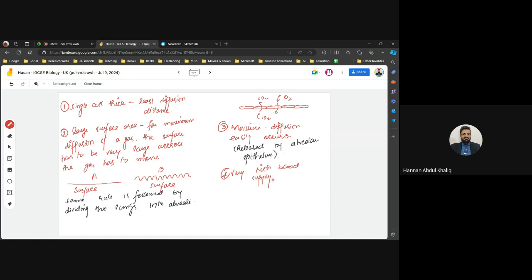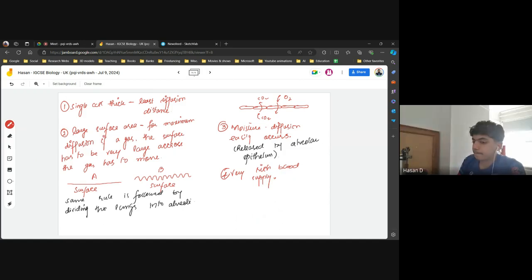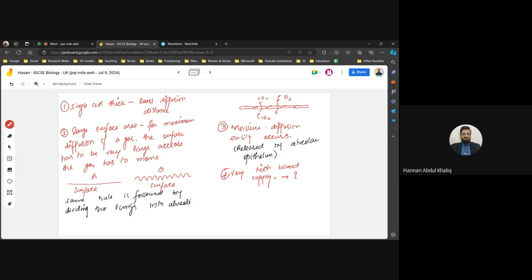We have been talking about the alveoli and the capillaries surrounding it, and the only purpose of capillaries surrounding the alveoli is to make the exchange of gases possible. Got it? Yes. Actually, very rich blood supply is leading to a large concentration gradient, because the blood is bringing the carbon dioxide and taking away the oxygen.